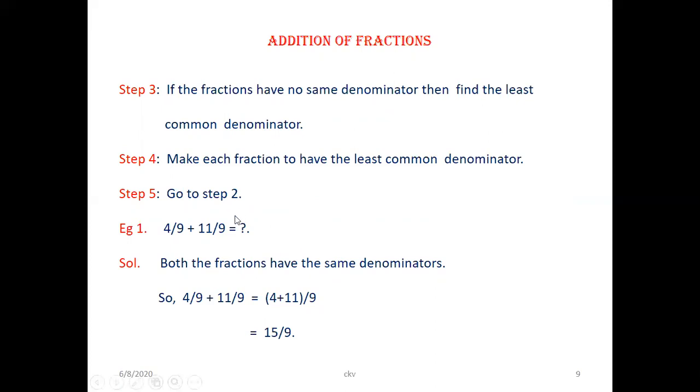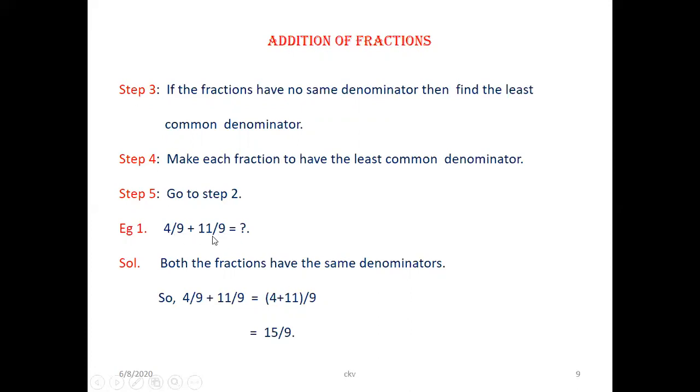Now see here. This is the case when both the fractions have the same denominator. Here the denominator is 9. In 4 by 9, 9 is the denominator, and in 11 by 9, the denominator is 9.